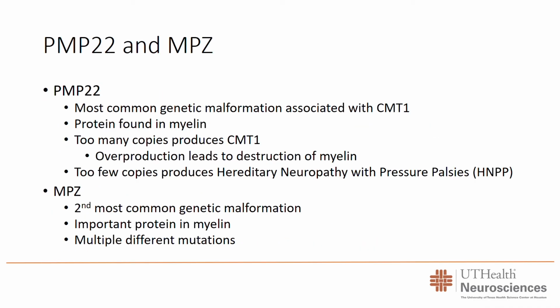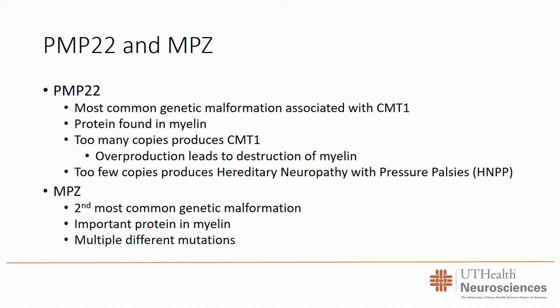So PMP22 and MPZ, I thought we'd talk a little bit about these genes. I think PMP22 to me is probably the most interesting because it's the most common genetic malformation associated with CMT type 1, and it's part of a protein found in the myelin sheath, that outer plastic layer that we had talked about previously. So a mutation in this can actually cause two different conditions. If you have too many copies of it, you'll develop CMT type 1.